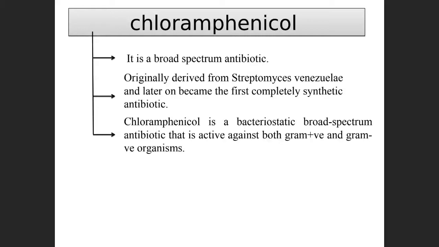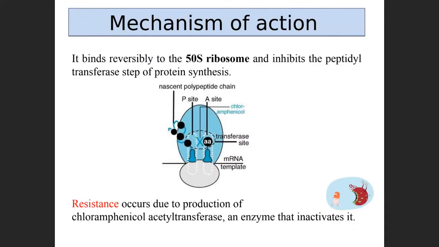Next category of drug is chloramphenicol. Now, chloramphenicol is also a broad spectrum antibiotic, and it is obtained from the bacteria Streptomyces venezuelae, but now it can be synthetically produced also. Because it is broad spectrum, it can be active against both gram positive and gram negative. Now I have clubbed both these categories together because the mechanism of action is more or less the same.